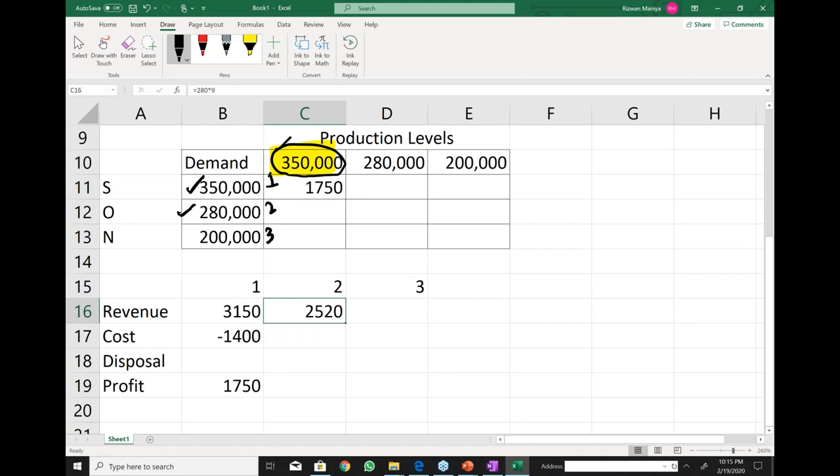So you produced 350, you sold 280. How many units are unsold? Your unsold are 70. So what will you charge here as a cost? Now this is crucial. Let's see how many students reply here. Your cost will be based on 350 or 280.